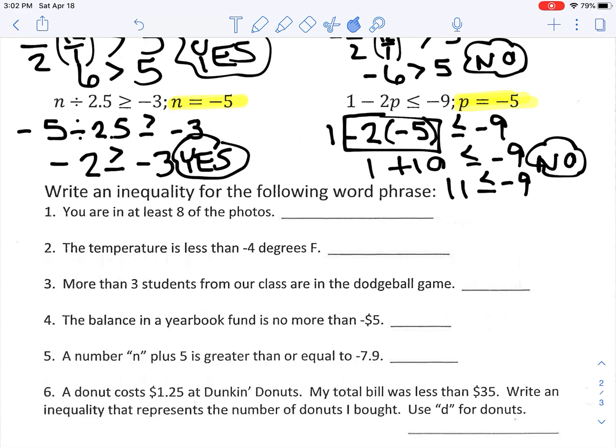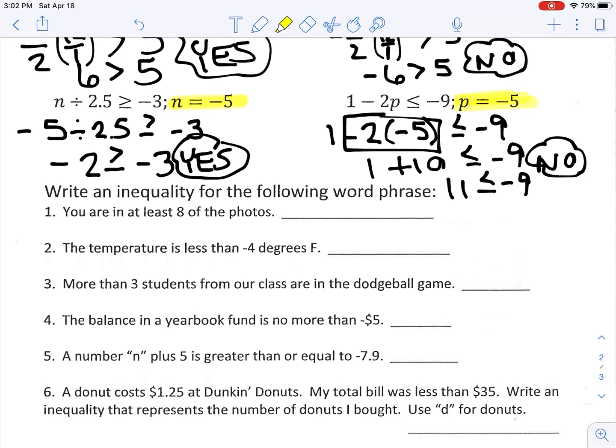Last thing we're going to do. Write an inequality for the following word phrase. So this is when you can go back to yesterday's notes when you're working on your practice assignment on Tuesday. Go back to that first page of notes from yesterday. We gave you that little chart at the bottom of the sheet that gave you clue words to help you figure out which symbol to use.